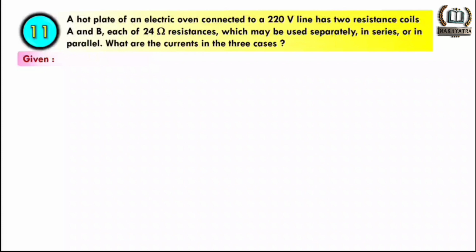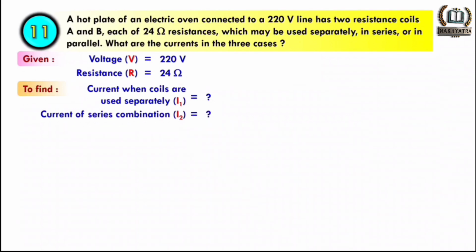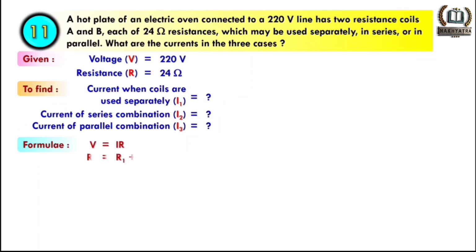Okay, now write the given values. The voltage V equal to 220 volt, resistance R equal to 24 ohm. We have to find out the current when coils are used separately, I1, the current of series combination and the current of parallel combination. So the formulas we will be using here: V equal to IR, Rs equal to R1 plus R2, and 1 by Rp equal to 1 by R1 plus 1 by R2.